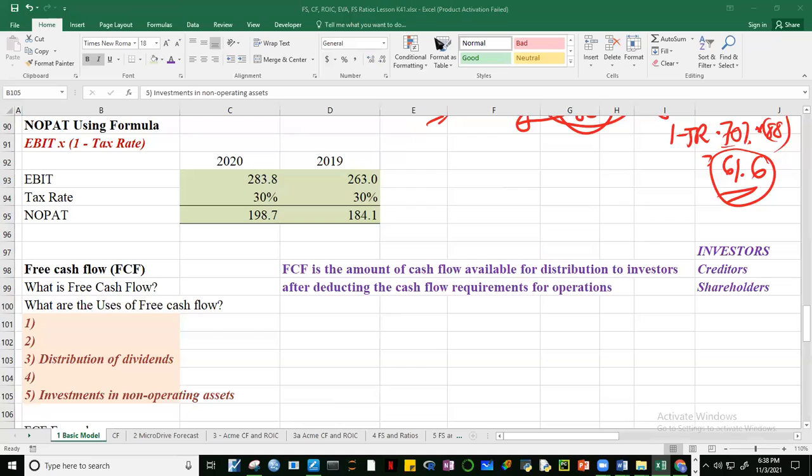Okay, thank you, Shello. Any other answer, guys? Yes, Abigail? Paying interest to the debt holders. Yes, correct. Thank you, Abigail. So it should be payment of interest. Remember that interest payments are for creditors. So that's one use of free cash flow. It's for payment of interest to creditors.